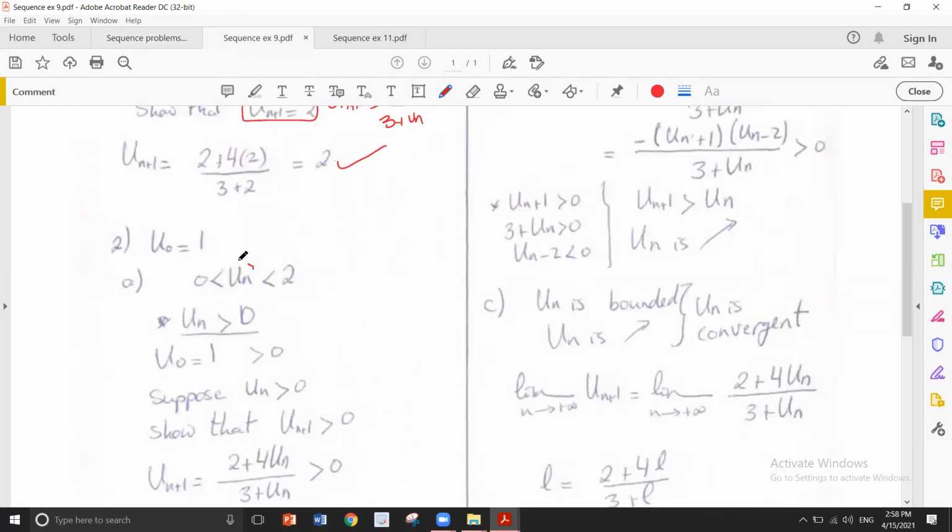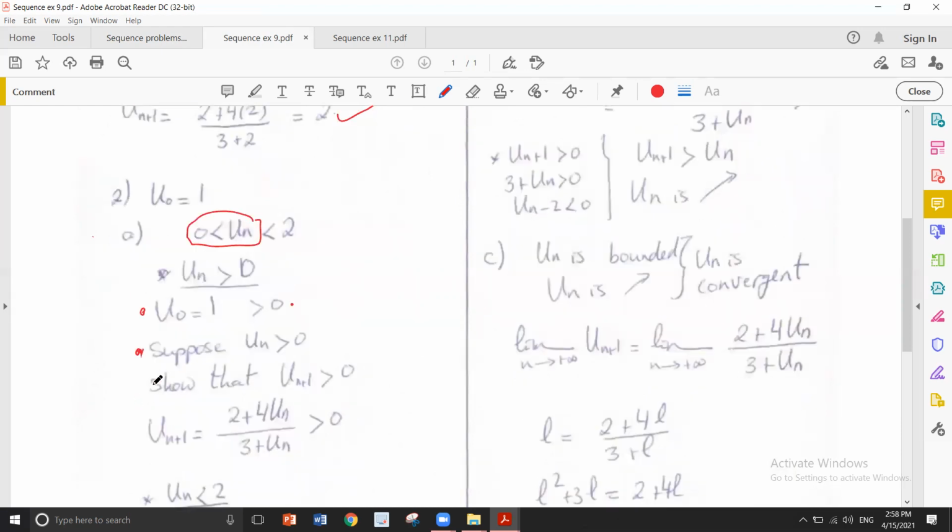Okay. First step, I have to take this side. I have to prove u n greater than 0. So to prove u n greater than 0, I have u0 equal 1, which is greater than 0. Second step, suppose u n greater than 0. Show that u n plus 1 is greater than 0.